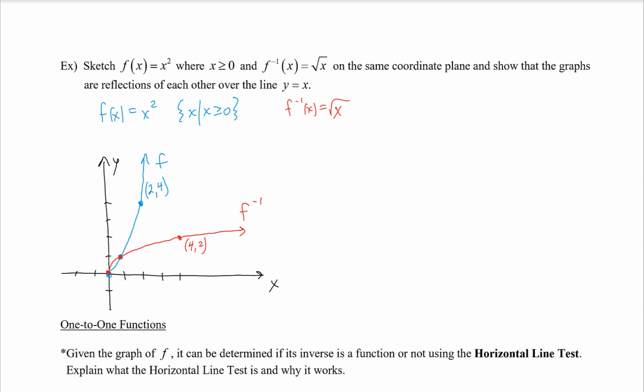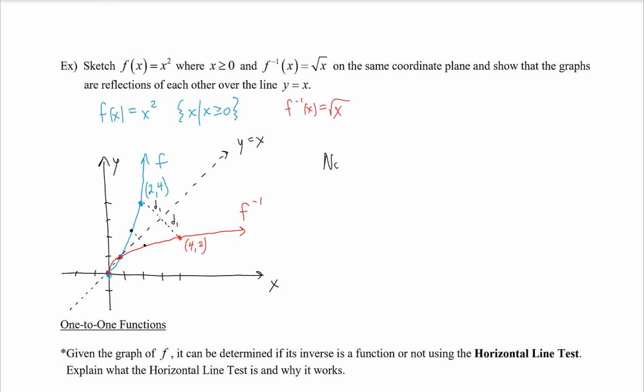Now, it turns out the other thing that you might notice is if you graph the line y equals x, these two graphs are equidistant from it. So if I draw this distance in and this distance, those distances are the same. This distance here is d1, this distance here is d1. Same thing if I pick this coordinate and this coordinate. They're the same distance away from y equals x. In other words, these two graphs are reflections of each other over the line y equals x.